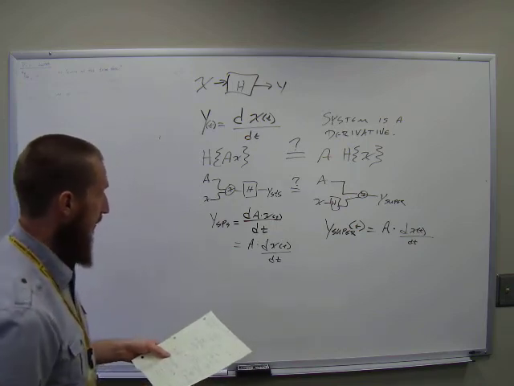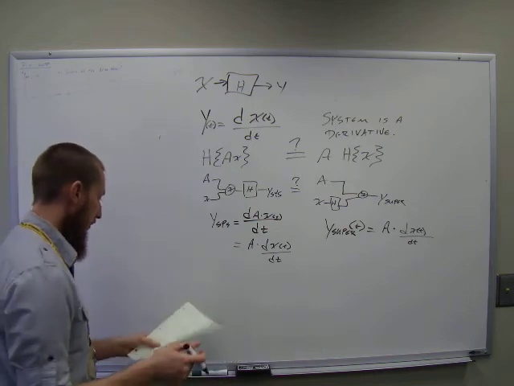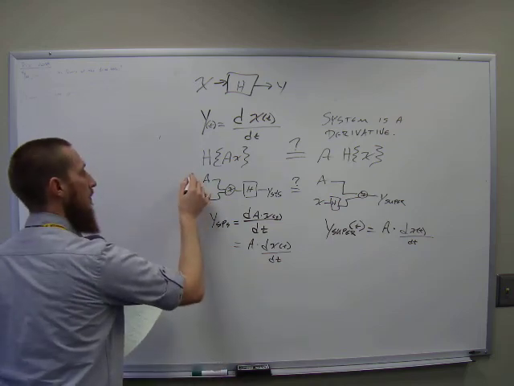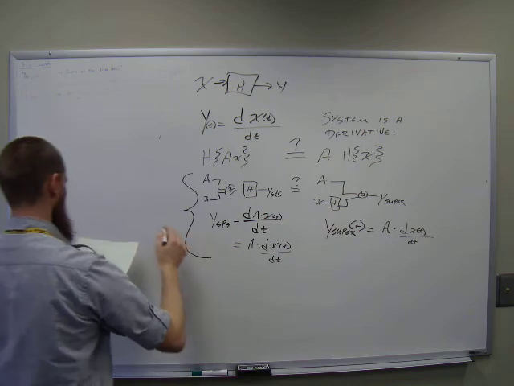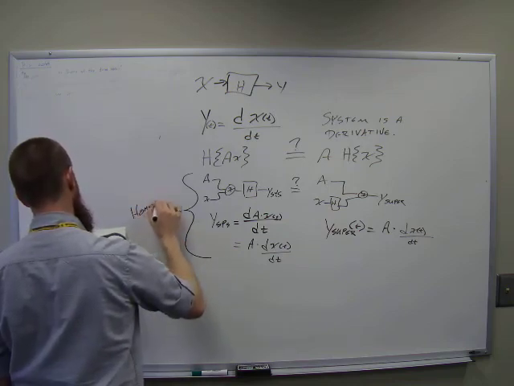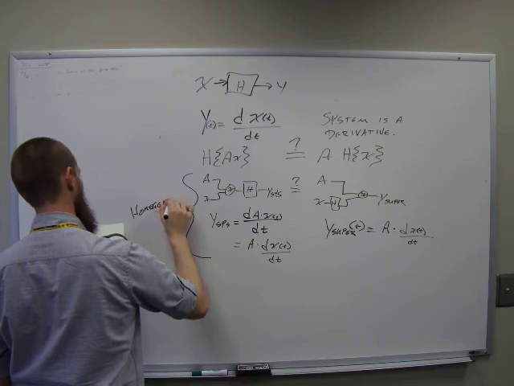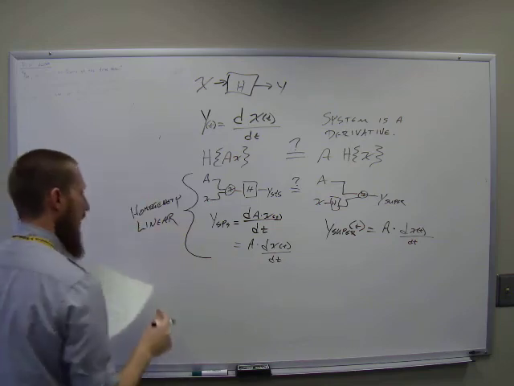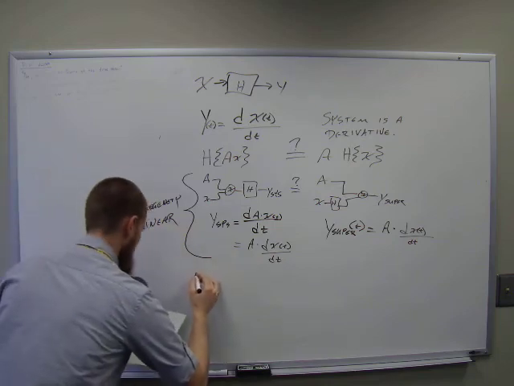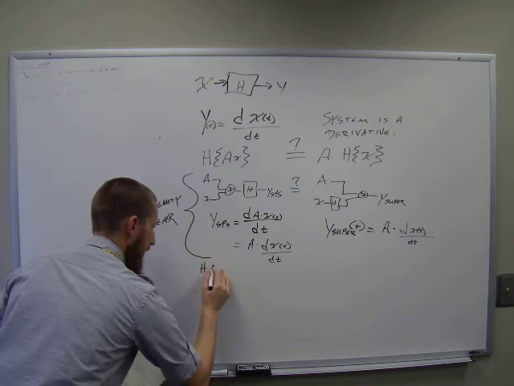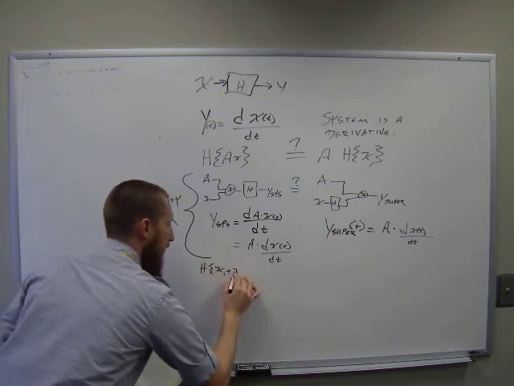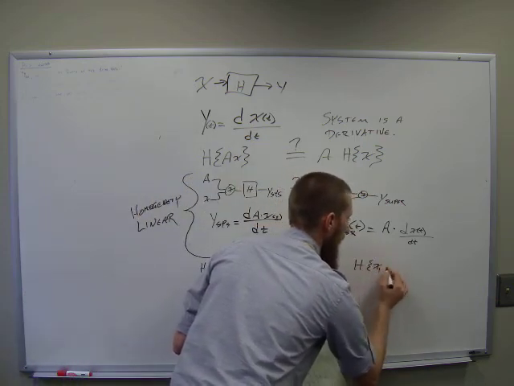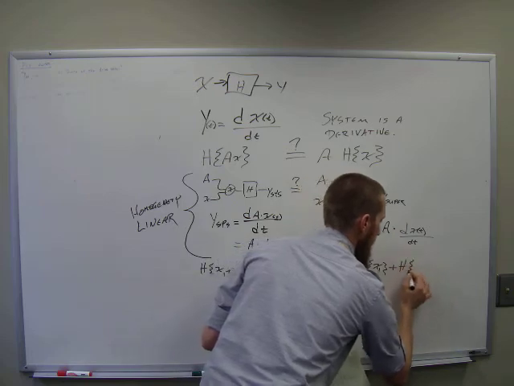Let's try the second property. I'm going to try to fit this all on the board. I don't know if I can do that. We'll see. So this is by homogeneity. It is linear. So now let's take and test the second one, which is h acting on x1 plus x2 is going to be equal to h of x1 plus h of x2.